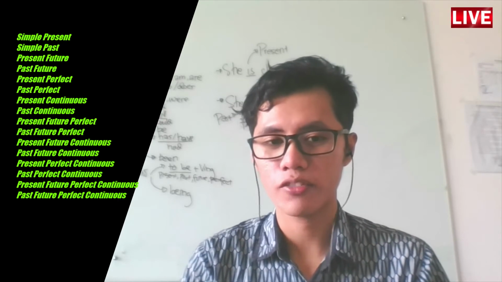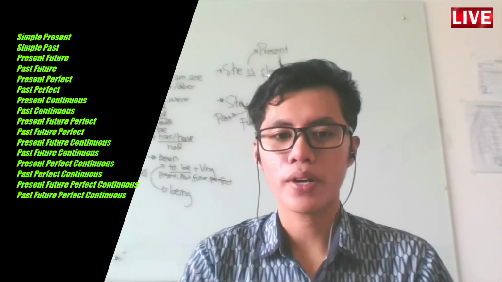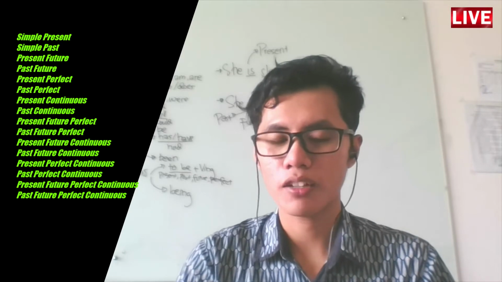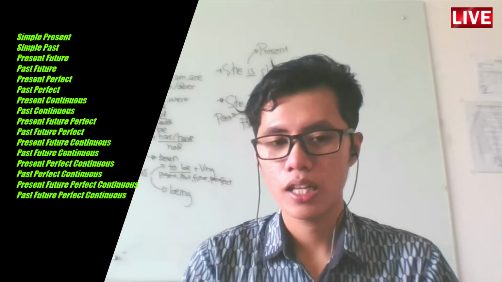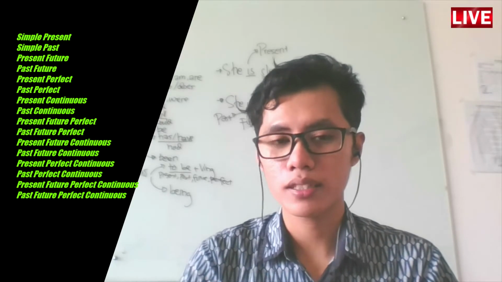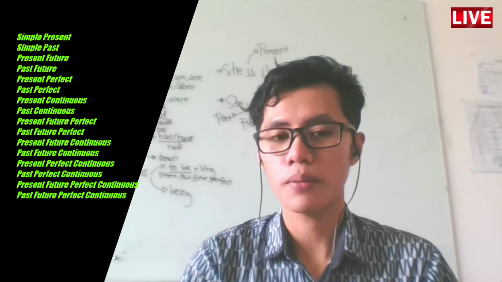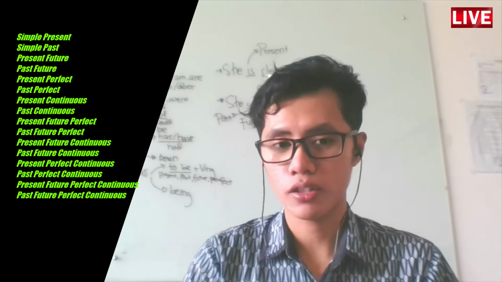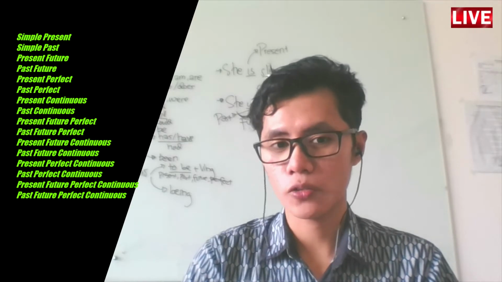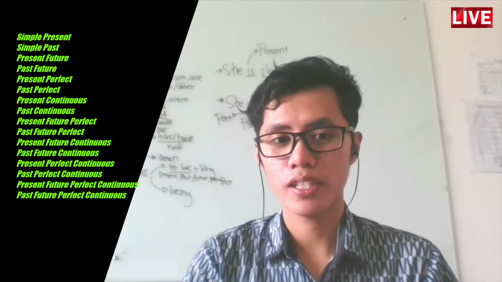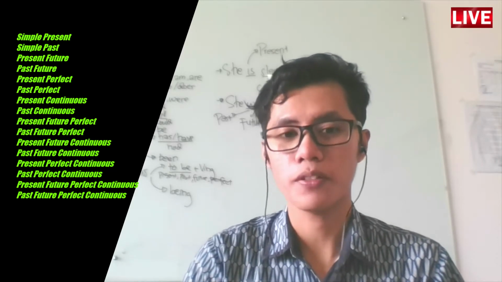The 16, what are they? The first is simple present tense, simple past tense, present future, past future, present perfect, past perfect, present continuous, past continuous, present future perfect, past future perfect, present future continuous, past future continuous, present perfect continuous, past perfect continuous, present future perfect continuous, and past future perfect continuous.